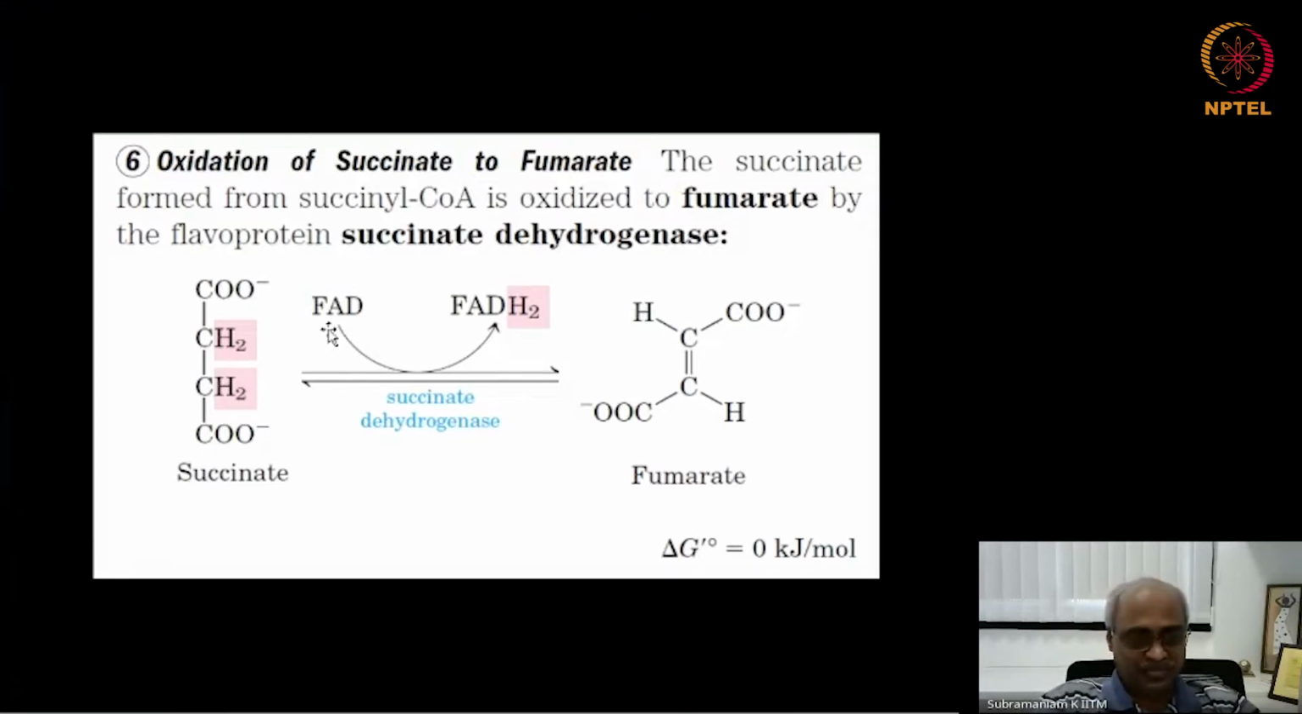So this is flavin nucleotide. This is the one that is getting reduced here by oxidizing succinate to fumarate. And this enzyme, interestingly, is a membrane-bound enzyme. Other enzymes in the TCA cycle are all in the mitochondrial matrix.